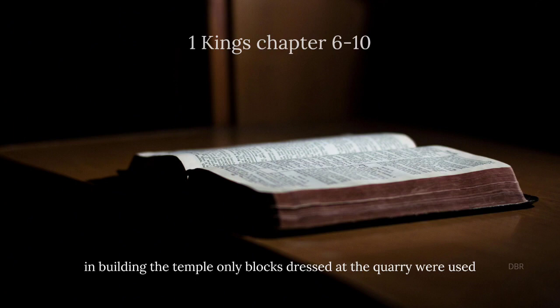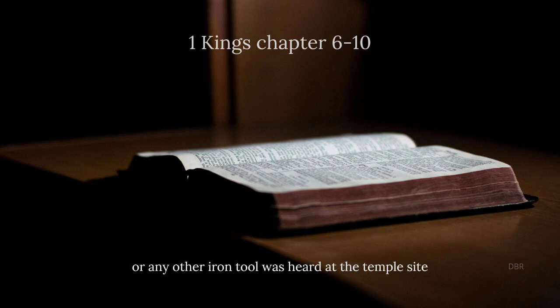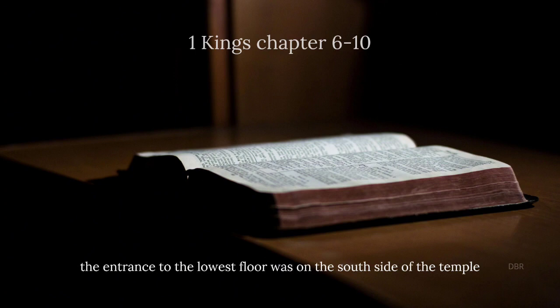In building the temple, only blocks dressed at the quarry were used, and no hammer, chisel or any other iron tool was heard at the temple site while it was being built. The entrance to the lowest floor was on the south side of the temple. A stairway led up to the middle level and from there to the third.